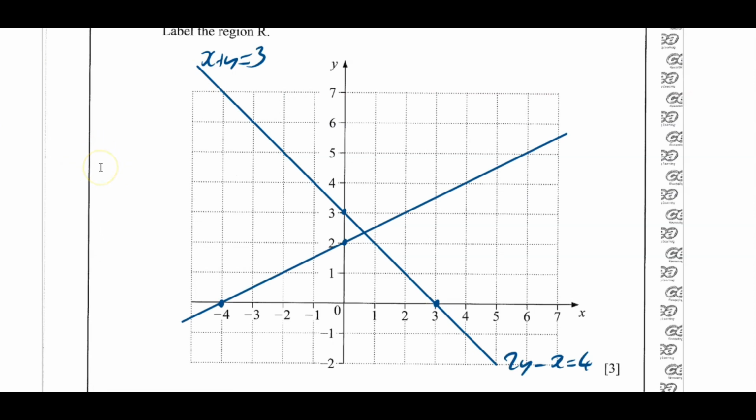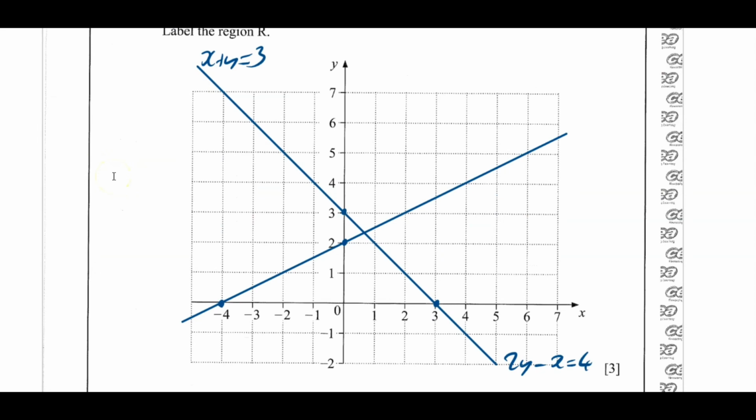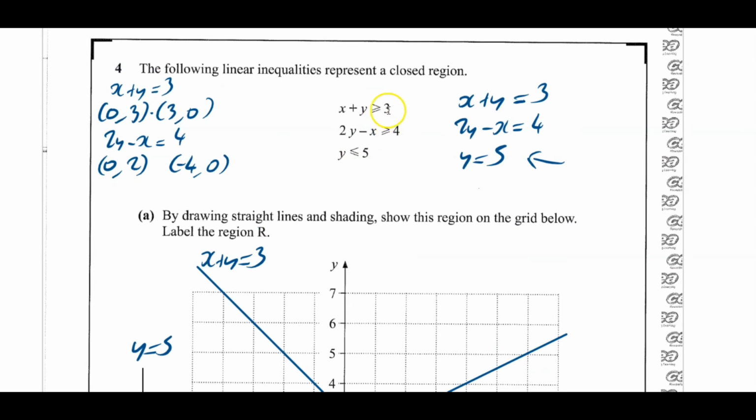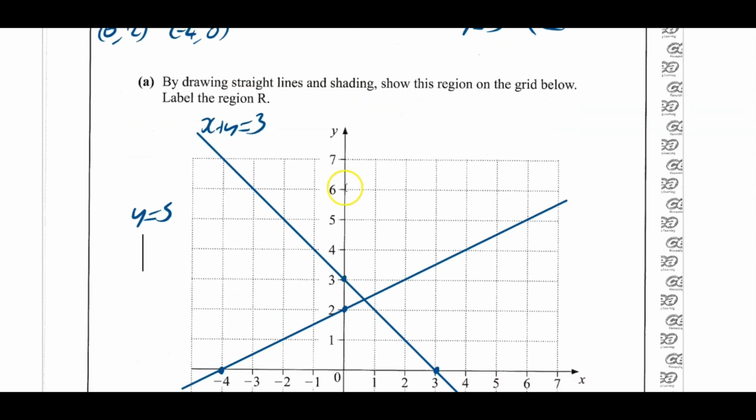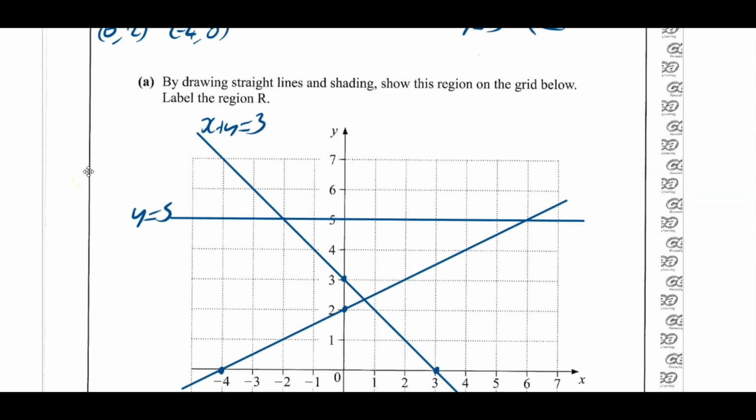Okay, you can see I've got this line drawn on now as well, and then my last line I have to draw is y equals 5. Y equals 5 will just be a horizontal line going through 5, and they were all greater than or equal to or less than or equal to, which meant they were all solid. I forgot to say that. So we'll just pause the video and draw my last horizontal line, and there you have it. There are my 3 lines drawn, and the question says by drawing straight lines and shading the region on the grid below, label the region R.